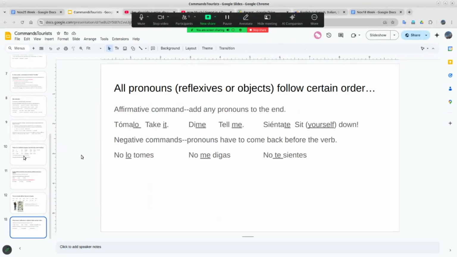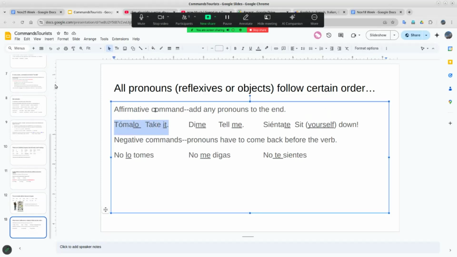The other thing to remember to know is that all pronouns, whether they're reflexive, whether they're object pronouns, whether they refer to a person or a thing, any kind of pronouns you've got with a command. If it's an affirmative command, you do attach pronouns. So, tómalo, take it or drink it or eat it. Tómalo, right? Dime, tell me. Dime, por favor, tell me, please. Siéntate, sit down. That's reflexive, right? So you sit your bottom down. You do it yourself.